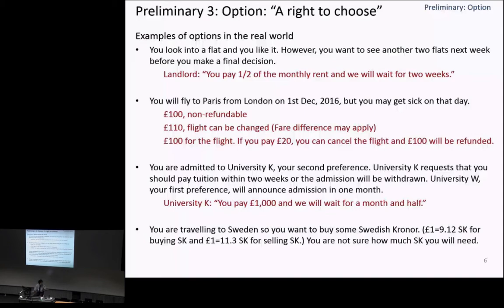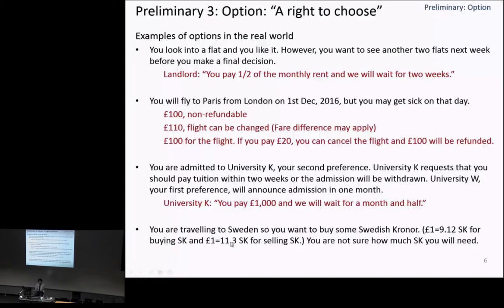So far so good? Okay, last example. You are traveling to Sweden, so you want to buy some Swedish krona. The current exchange rate is 1 pound equal 9 krona for buying Swedish krona and 1 pound equal 11 krona for selling krona.